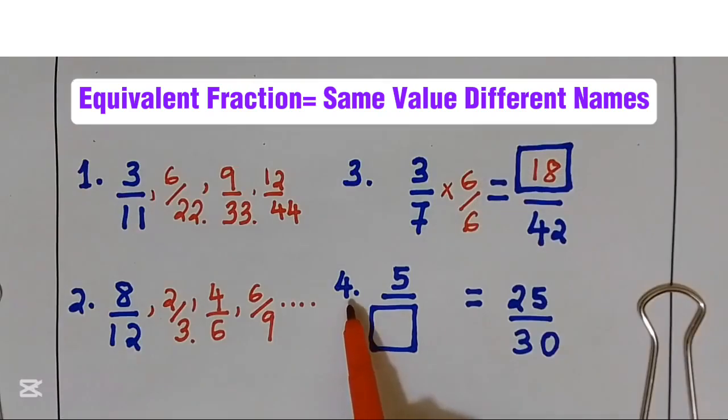Let us do question number 4. They give us 5/box. This is equal to 25/30. We are going to look, they multiply 5 by what number to get 25? Here they multiply by 5 and they get 25. To get the number in the box, we are going to take 30 divided by 5, which is going to get 6. 6 multiplied by 5, we got 30.